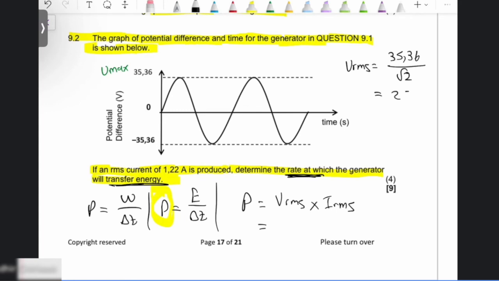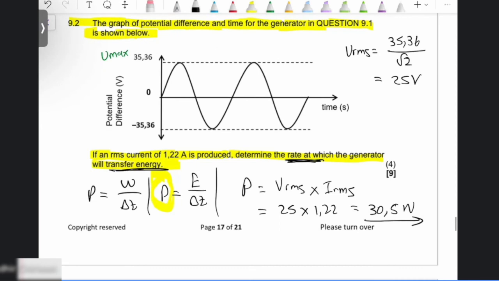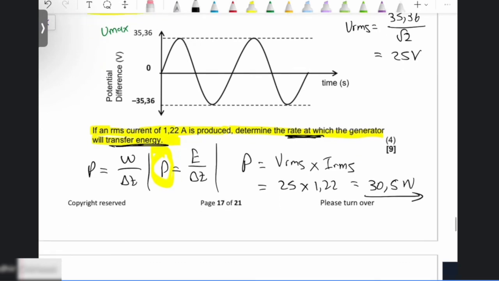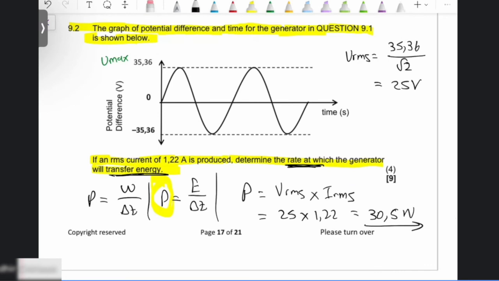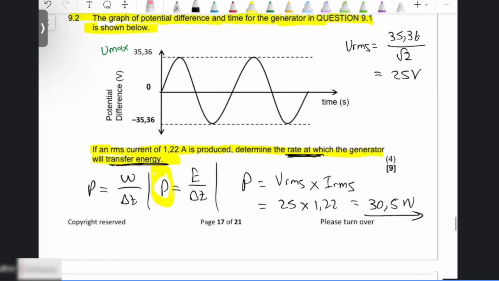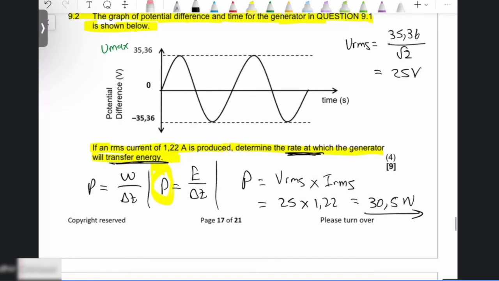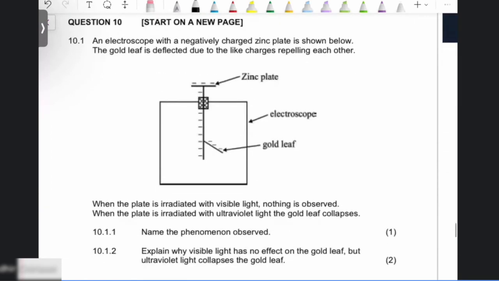And that's 25 exact. So it's 25 times 1.22, and that's my power output. 30.5 watts, and done. Okay, guys, anyone with questions on this here, please tell me. No, okay.